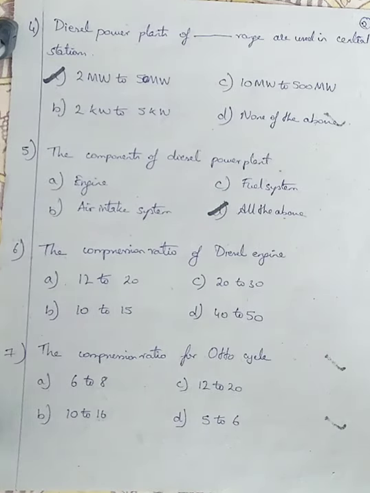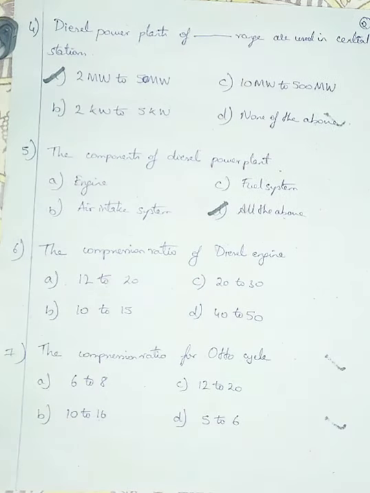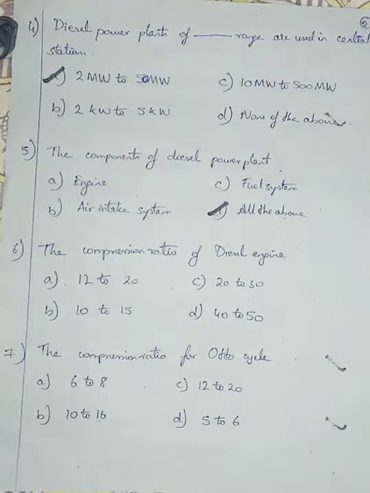Question number 6. The compression ratio of a diesel engine is. Option A is 12 to 20. Option B is 10 to 15. Option C is 20 to 30. And option D is 40 to 50. Option A, 12 to 20, is the right answer. So I am going with option A, 12 to 20.